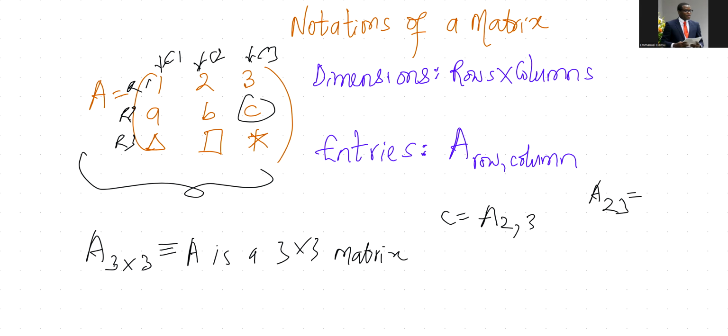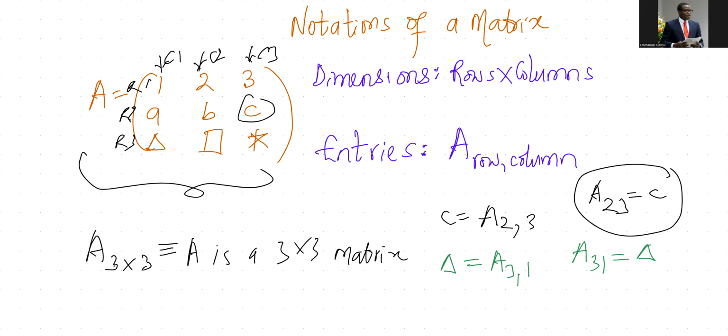On the other hand, what if I ask you for the location of, okay, let me say triangle. So let's say triangle. It belongs to matrix A, in row 3 and column 1. So you can say that A31 is the triangle. So that's about dimensions and entries, which sum up to the notations of a matrix.